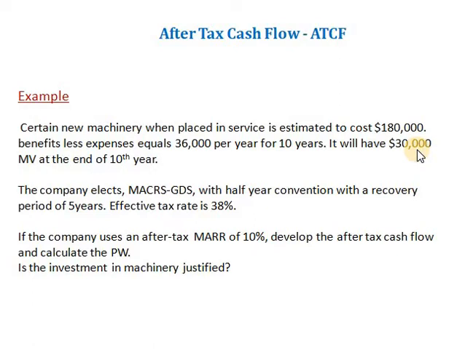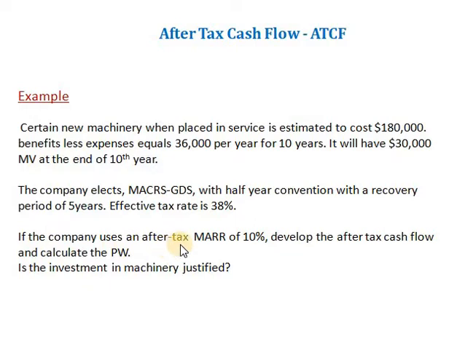We just calculate the depreciation, and let's see it step by step. Here I just need to know that we are following the GDS system with half-year convention with a recovery period of 5 years. So I need to go to the table and get the rates for the 5 years. It's going to be 6 rates. The effective tax rate is 38%. This is the tax that I'm going to apply on my taxable income.